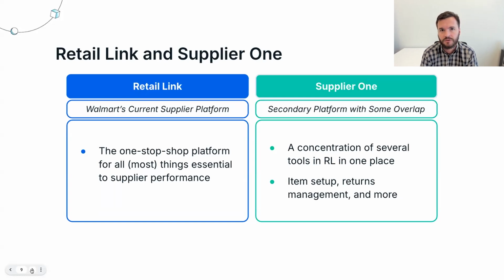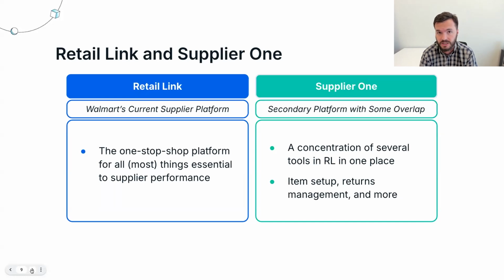So Supplier One, we want to think of as a secondary platform with some overlap of the big Retail Link functionalities, some of the most important things that are going on inside of Retail Link. So it is a concentration of several tools in Retail Link in one place. And some of those are item setup, returns management, and you have deductions visibility, but I don't think you can dispute deductions.